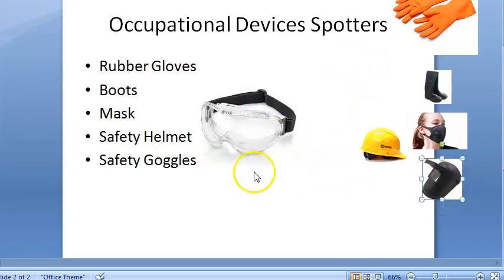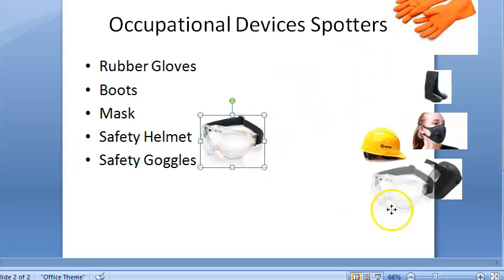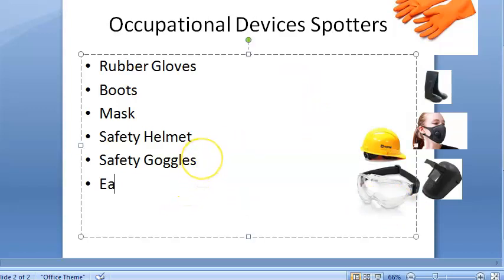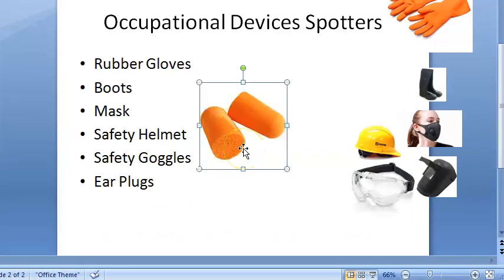Then let's move on to the next one. The last occupational device spotter is earplugs. Earplugs, guys, are a type of hearing protective device. They protect the hearing. Where will you put these? This device will go into the ear canal and form an acoustic seal.